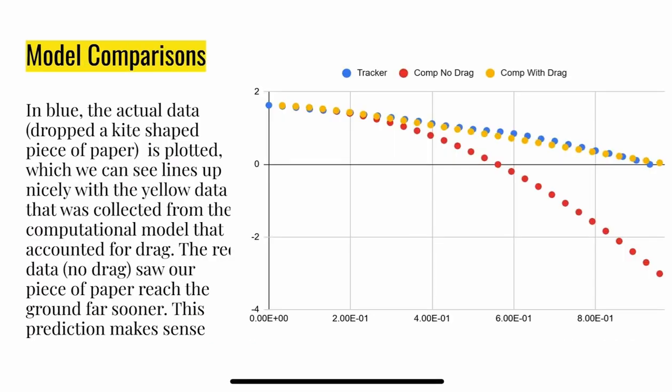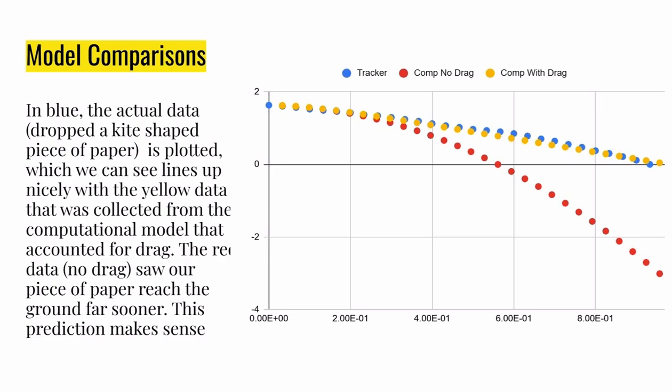For the model comparisons, we have three sets of data here to compare. We have the tracker software in blue, the computer model that does take on drag as a variable, and then the one that does not. So in blue, the actual data where we dropped the kite-shaped piece of paper is plotted, which we can see lines up nicely with the yellow data that was collected from the computational model that accounted for drag. They are very similar to one another.